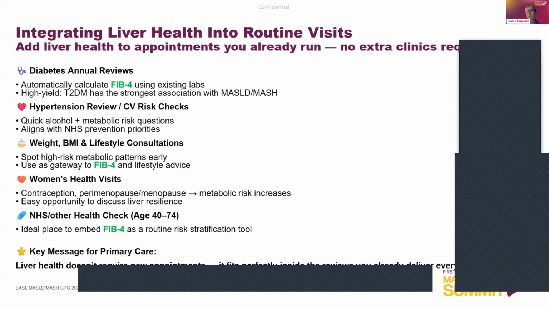So, integrating liver health into your routine visits. Let's talk about liver health at your diabetes annual review. Calculate the FIB4. You've already talked a lot about that.